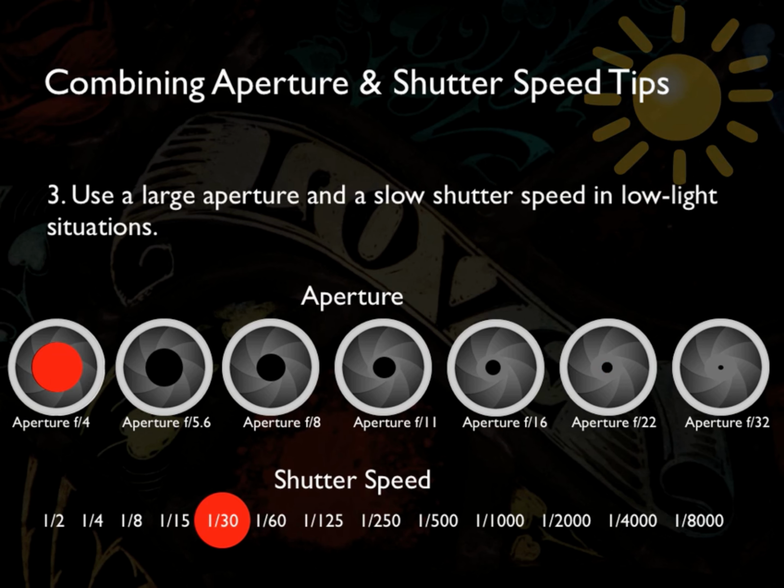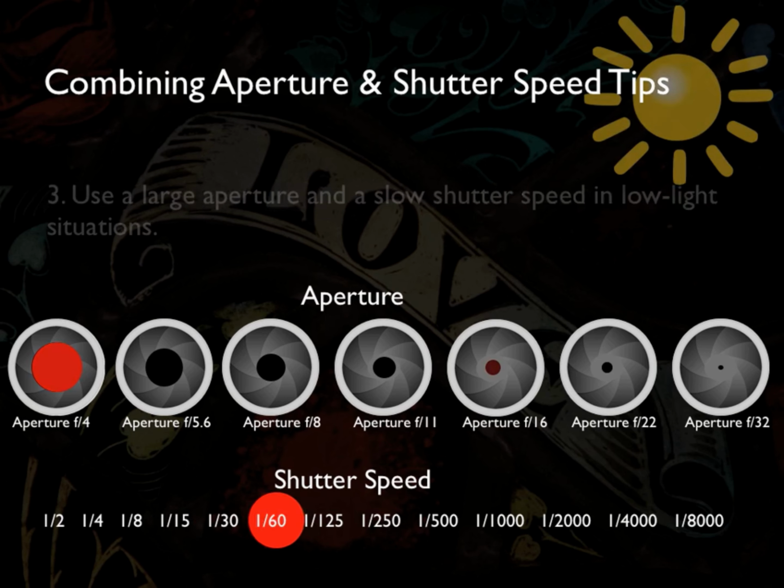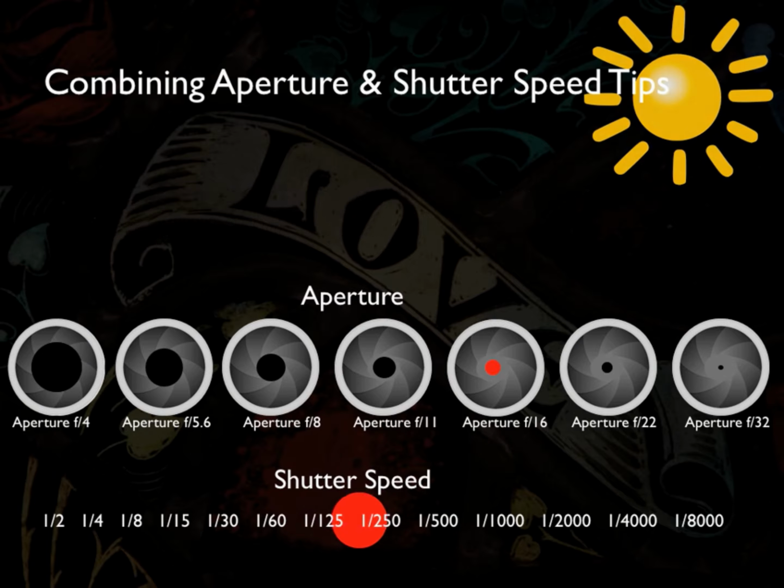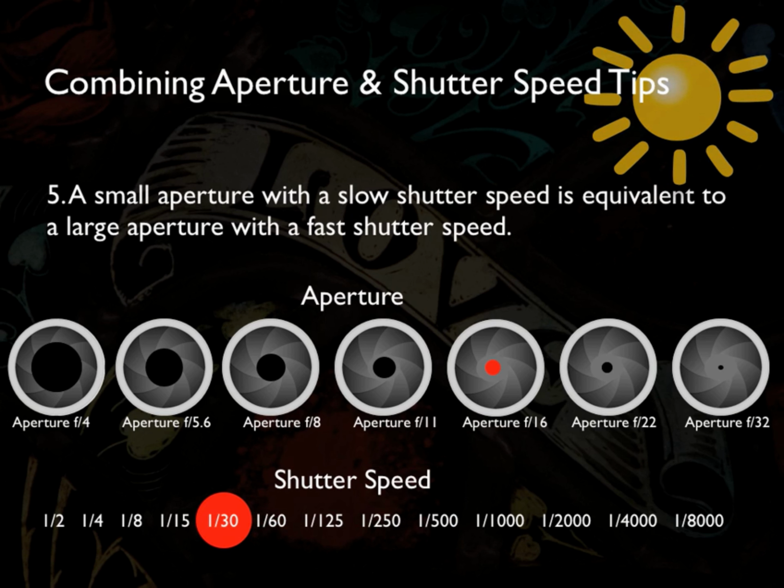Number 3. Use a large aperture and a slow shutter speed in low light situations. Number 4. Use a small aperture and a fast shutter speed to freeze motion with long depth of field. Number 5. A small aperture with a slow shutter speed is equivalent to a large aperture with a fast shutter speed.